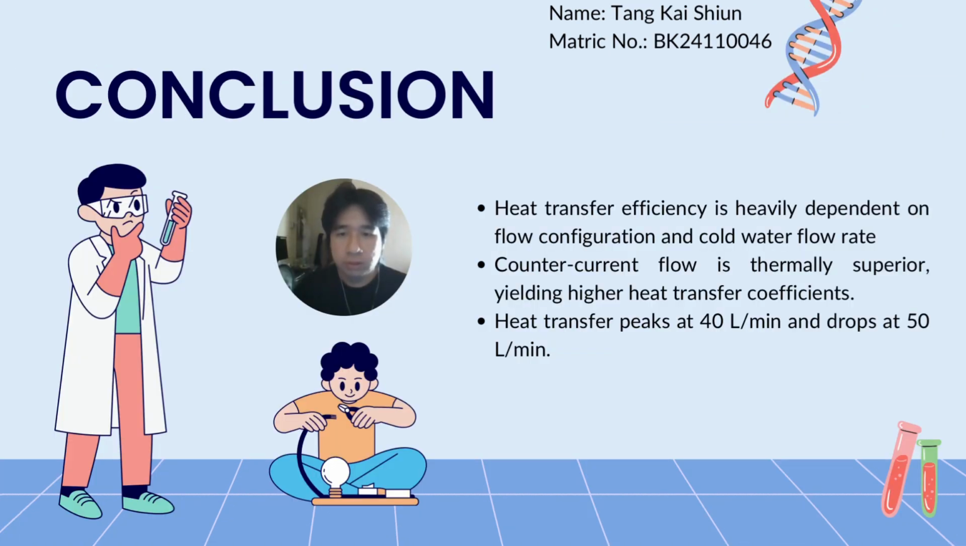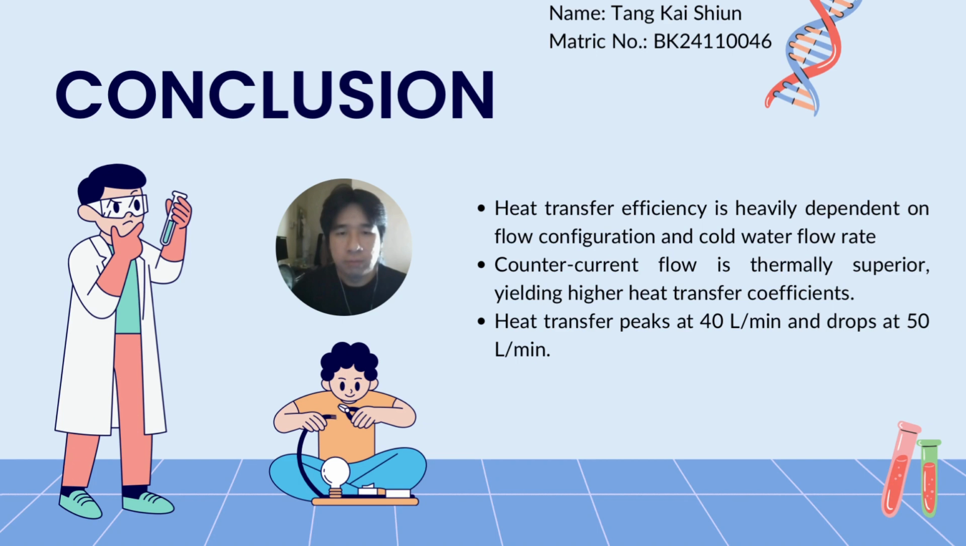To conclude, the objective of this experiment was successfully met, demonstrating that the heat transfer characteristics of the system are highly dependent on flow configuration and velocity. Based on our results, we can draw two conclusions. First, regarding the system configuration, countercurrent flow is thermally superior to the co-current setup, yielding a significantly higher overall heat transfer coefficient. Second, regarding the flow rate, heat transfer consistently peaked at 40 liters per minute due to maximized turbulence.